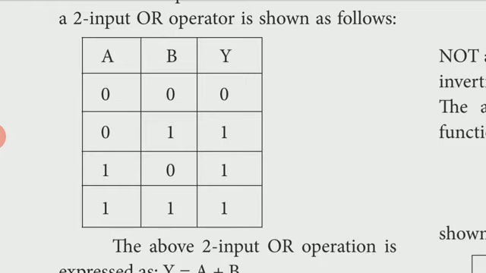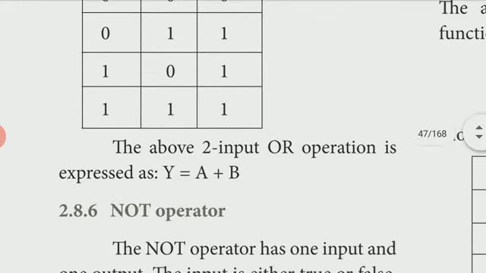The next one, A gets 1, B gets 0, so the result becomes 1. Here both become 1, so the result is 1. So, if any one input or all the inputs are true, the result becomes true. Then the expression we can write as y equal to a plus b. Here we are using the plus symbol, the plus operator.